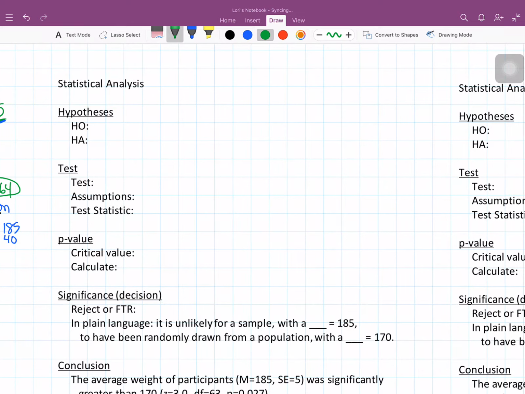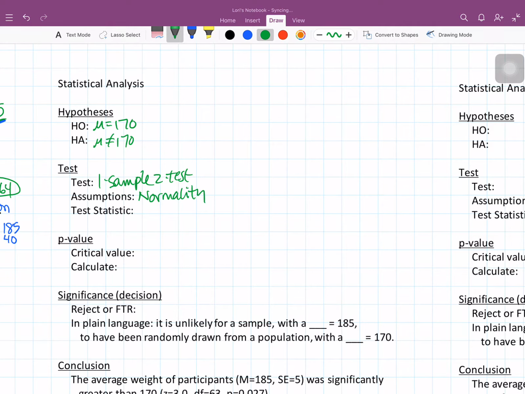So our null hypothesis is that the mean is equal to 170. We're doing a two-tailed test, and so our alternate hypothesis will be that the mean is not equal to 170. The statistical test that we will run, I haven't told you this yet, I was keeping it from you. The test is a one sample z-test. And the assumption for that is normality.